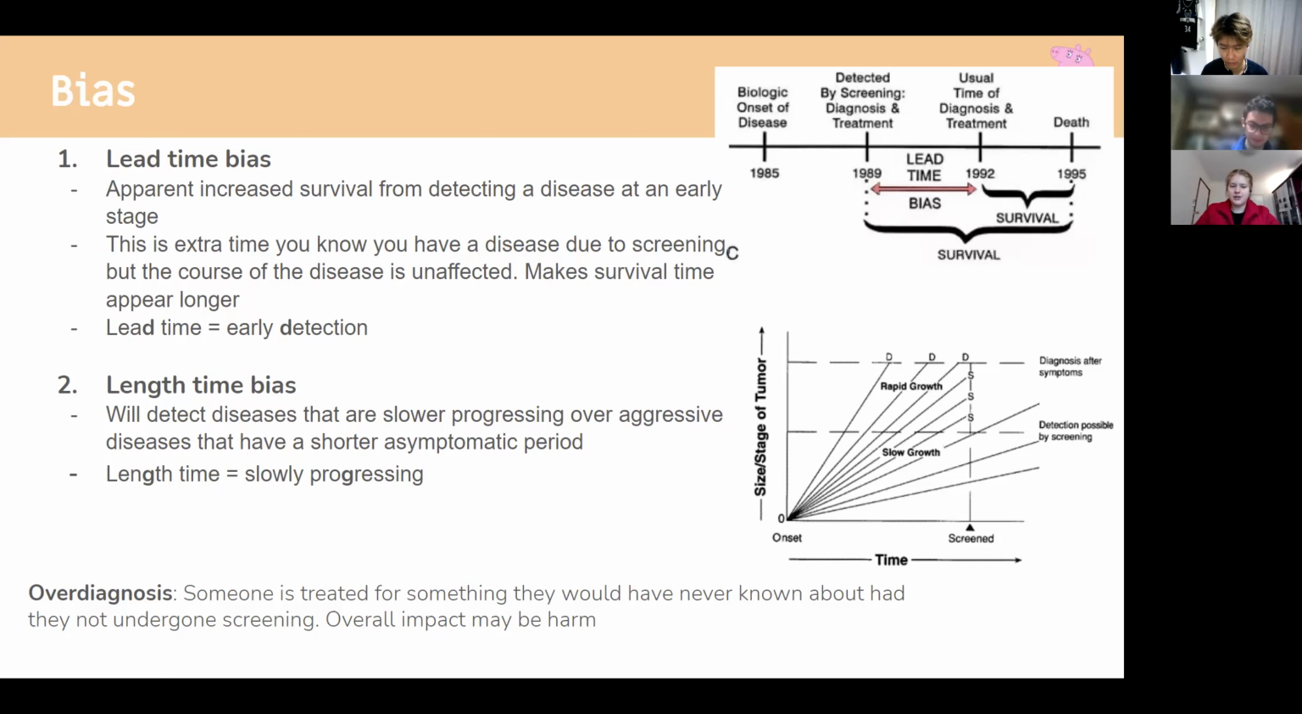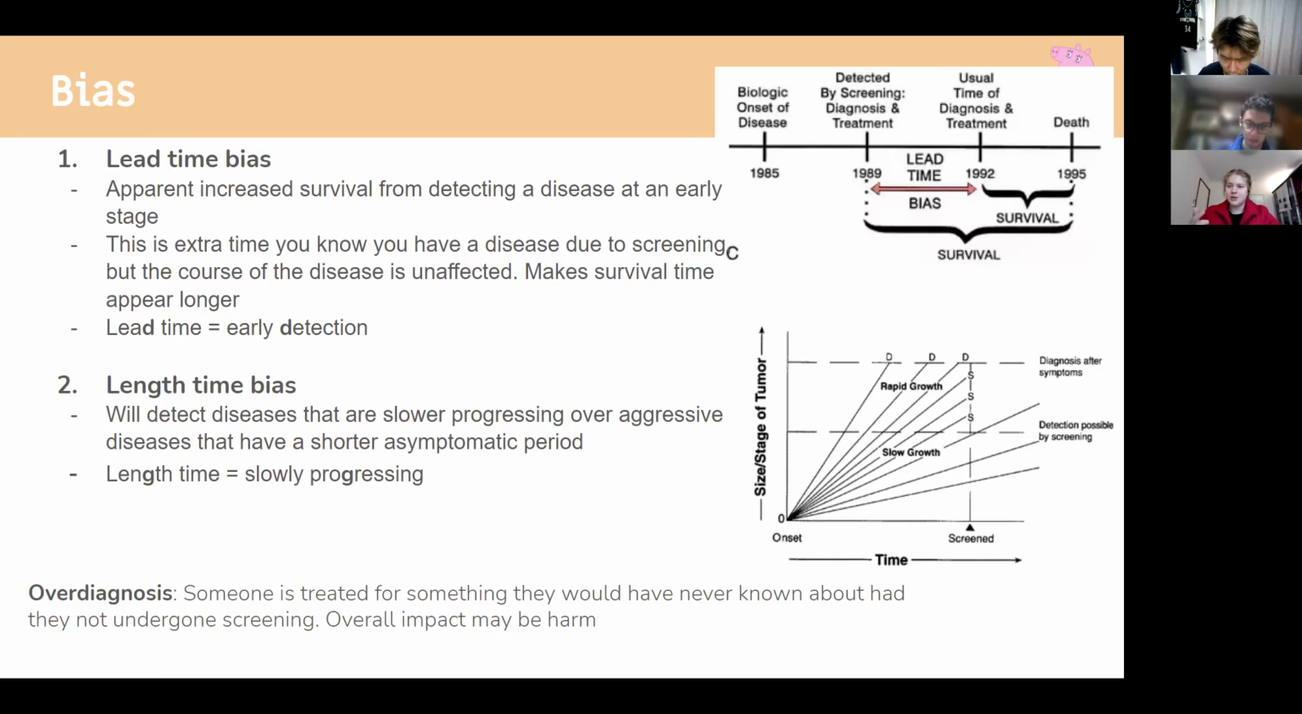And then the last thing you have to know is overdiagnosis. This is sort of related to length time bias, kind of. So overdiagnosis is when you're diagnosed with something that you would never have known about if you hadn't been screened, which I guess is what we're doing it for. But B, and most importantly, it wouldn't have affected you or killed you first.